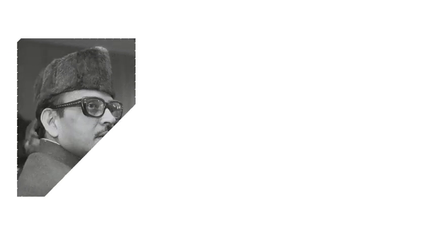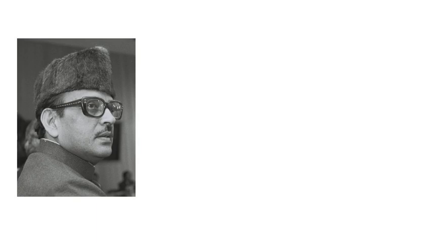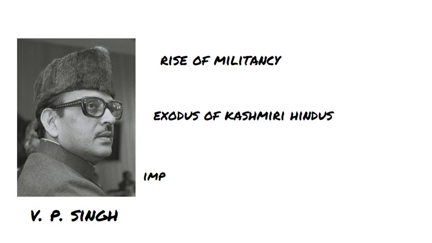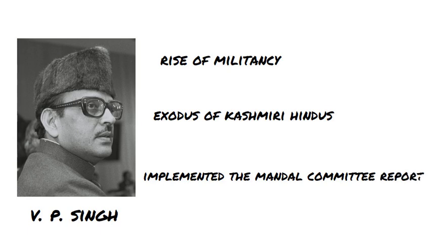7. Vishwanath Pratap Singh. He was the Prime Minister for less than a year, from December 1989 to November 1990. His tenure was marked by the rise of militancy in Jammu and Kashmir and the exodus of Kashmiri Hindus. The Mandal Commission report was implemented by him, giving reservation to OBCs. VP Singh resigned when the BJP withdrew support to him because of his opposition to the Ram Rath Yatra.